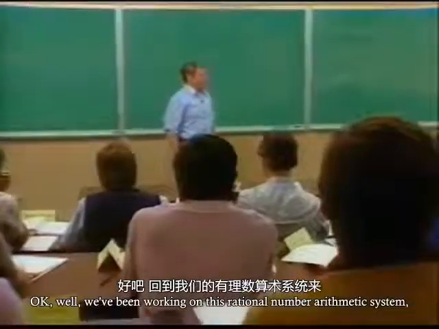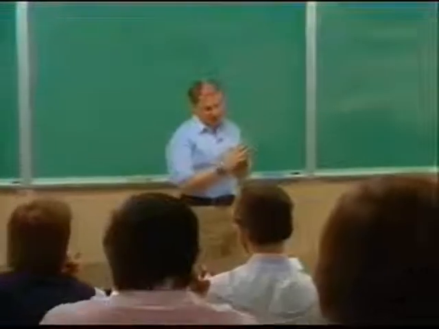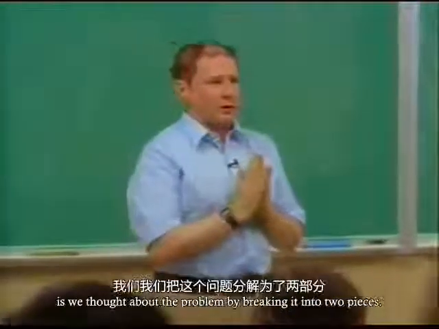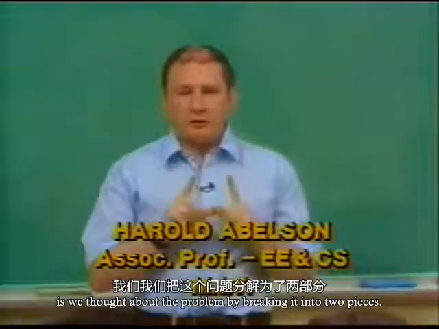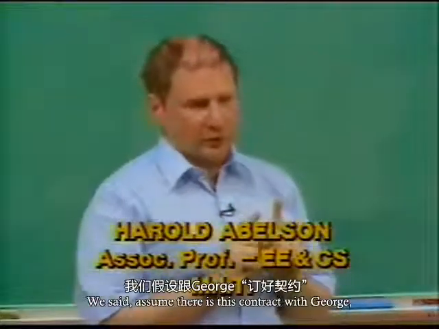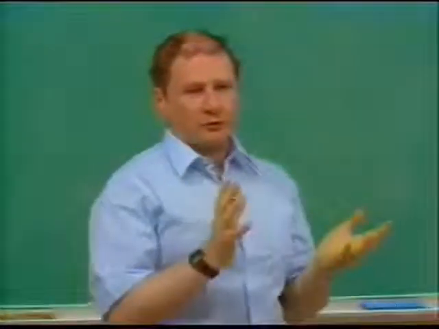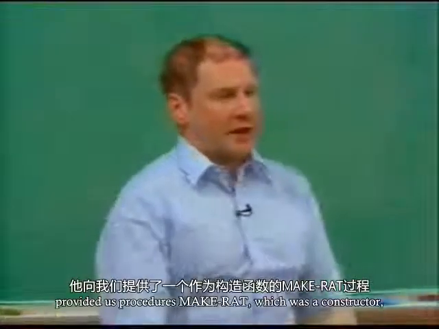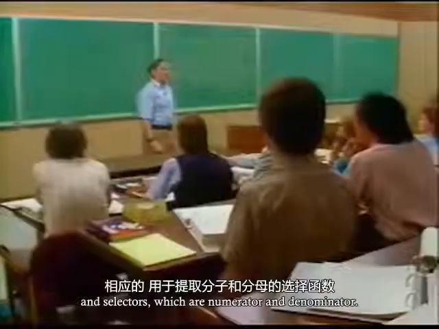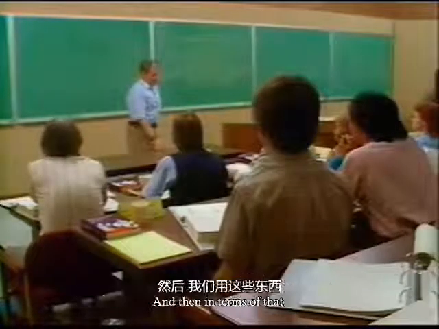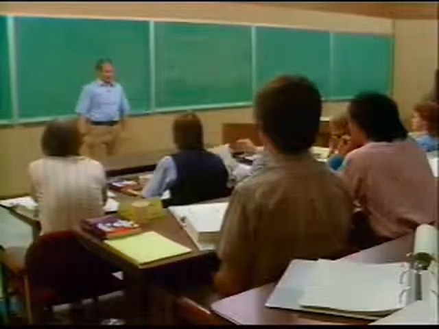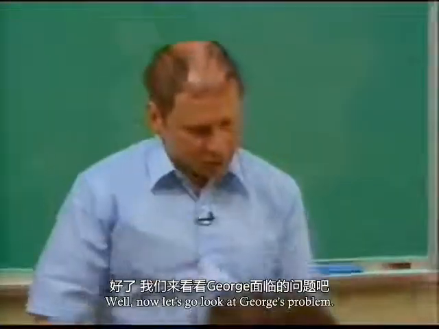Okay, we've been working on this rational number arithmetic system. The important thing about what we did is we thought about the problem by breaking it into two pieces. We said, assume there's this contract with George, and George has figured out how to construct these clouds, providing us procedures: make-rat, which is a constructor, and selectors, numerator and denominator. In terms of that, we implemented addition and multiplication of rational numbers. Well, now let's go look at George's problem.